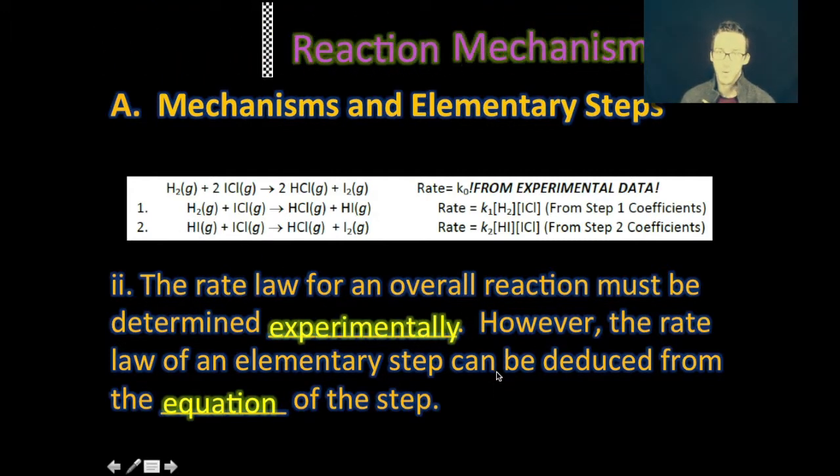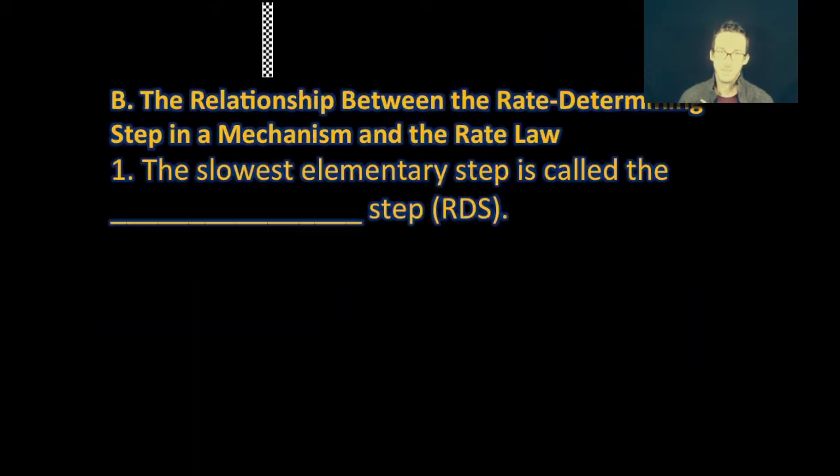And we'll learn why that's important, because sometimes the College Board will not give you experimental data to determine the rate law for a given reaction, but it'll give you the reaction mechanism. And as we'll learn, you have to recognize how you can use those to determine what the overall rate law is going to be.